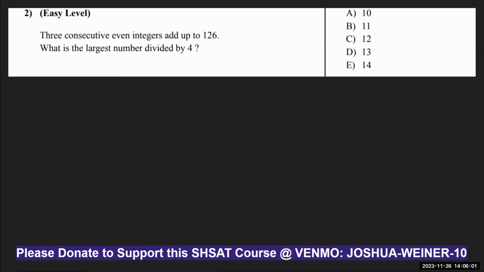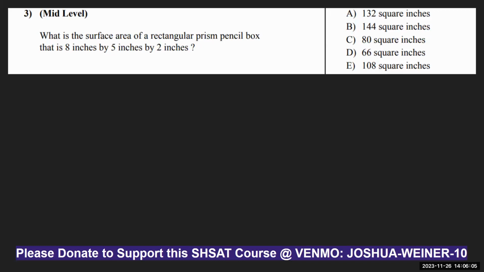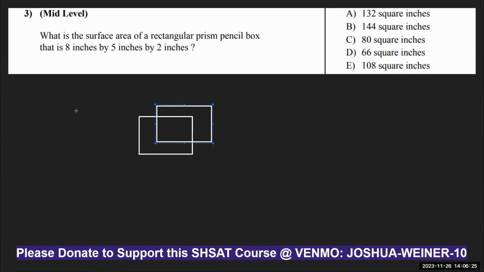All right, next question. Question number 3. What is the surface area of a rectangular prism box that is 8 inches by 5 inches by 2 inches? Well, here for this one, I'm going to bring out the little geometric annotator. It's 8 by 5. We'll make that the front face. And then 2 inches deep. How about that? So it's sort of like this.